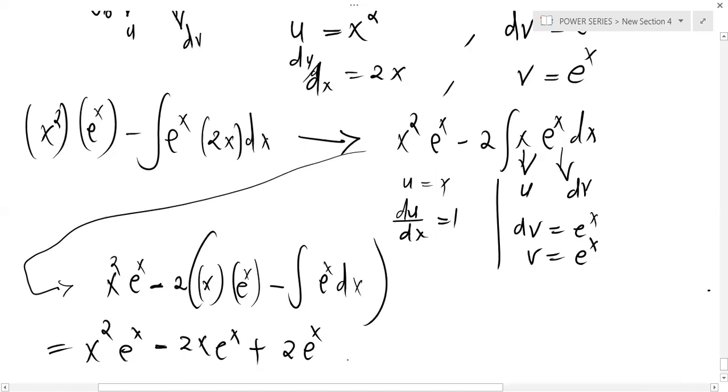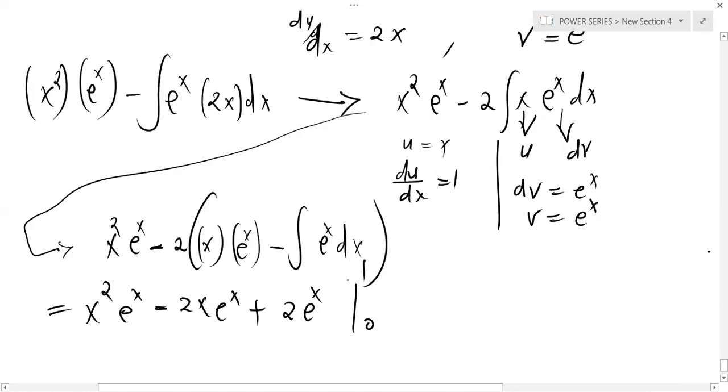Were we given limits? Yes, the limit was from 0 to 1. So what's my final answer? Replace with 1 first and then replace with 0. So replacing with 1, I have 1 exponential 1 minus 2 exponential 1 plus 2 exponential 1 minus, replacing with 0, I have 0, 0, and then replacing here with 0, I have 2 exponential 0. So if you evaluate that, you should get your answer.